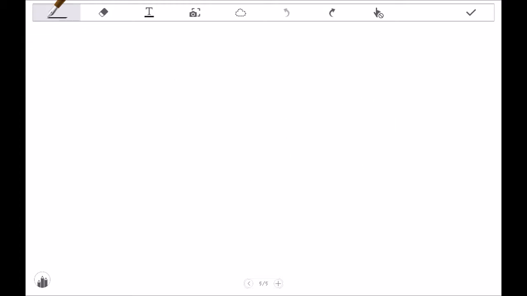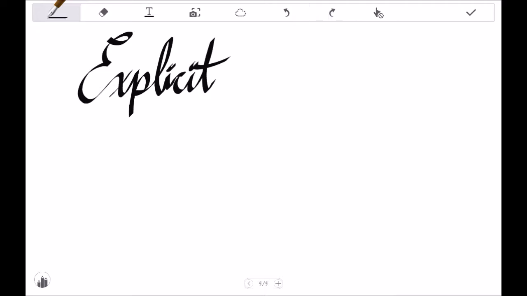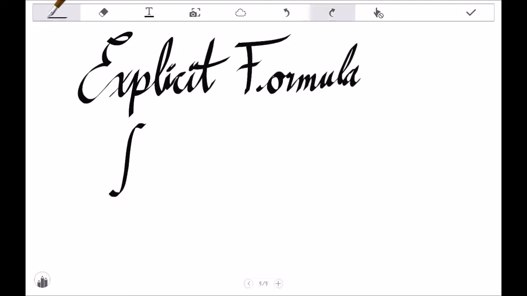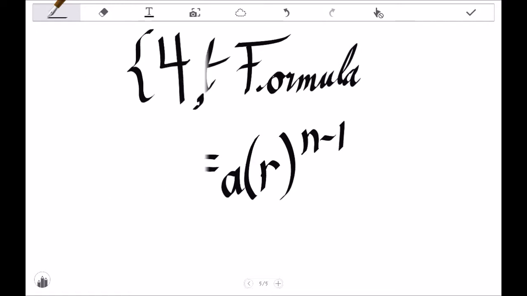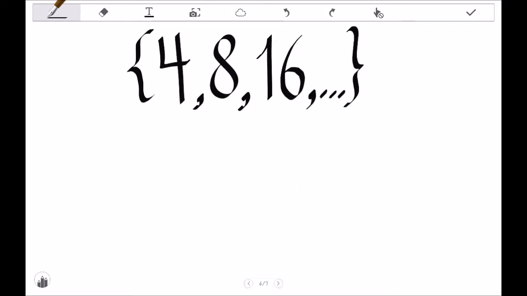Now we will move on to the explicit formula. The explicit formula for a geometric sequence is fn equals a times r to the power of n minus 1. Let's use an example sequence and plug the numbers into our formulas. But first, to do this, we will need to know the value of r, or the common ratio.